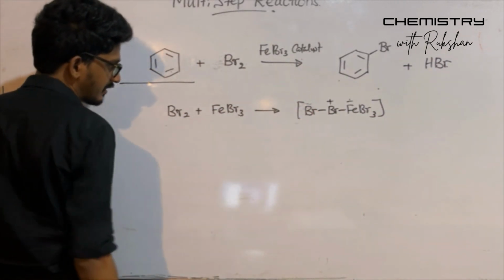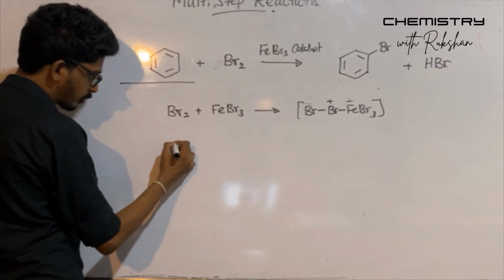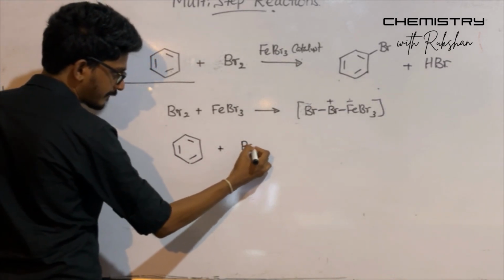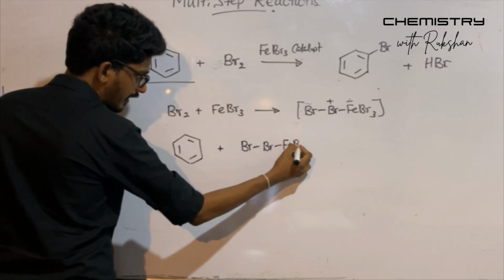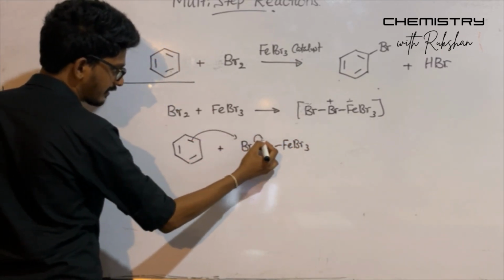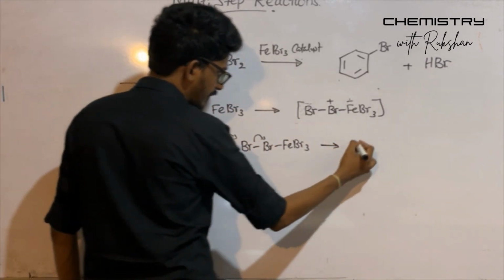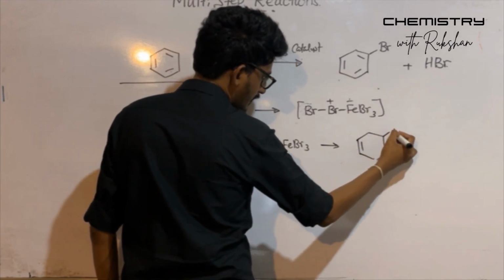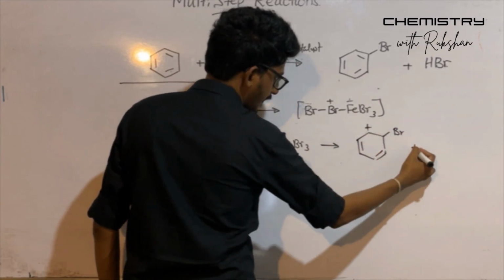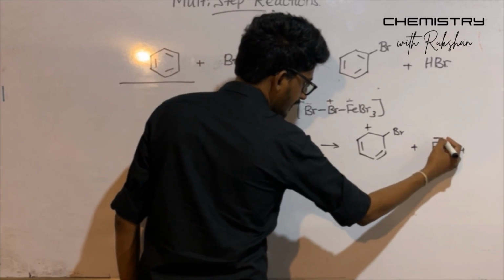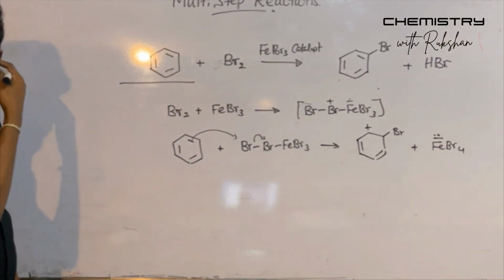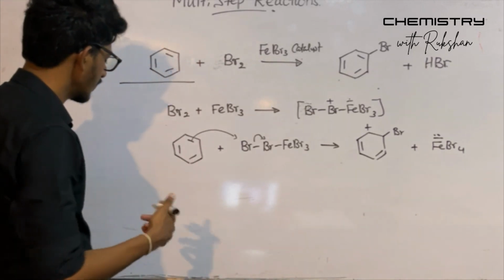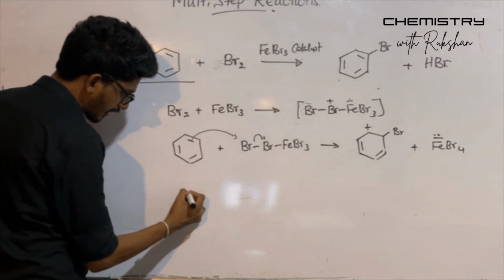Then this activated electrophile will attack the benzene. This is your second step of this multi-step reaction. You know this thing happens like this. That step will give you this. Let's complete it like this, with FeBr4 minus. Then we'll write some stabilization of the arenium ion, and ultimately we came up with this step.